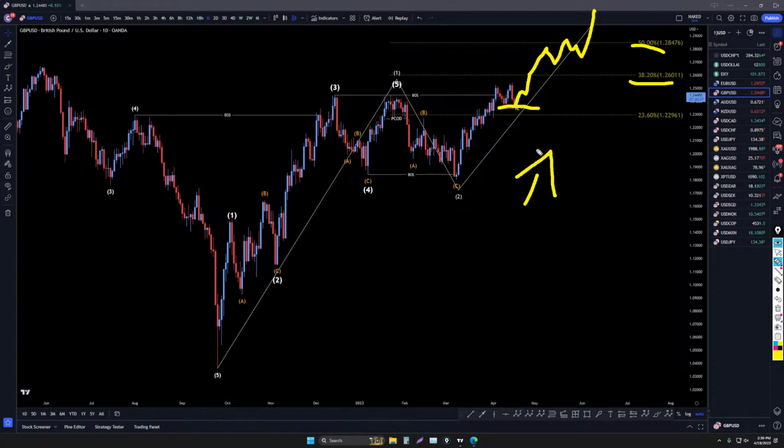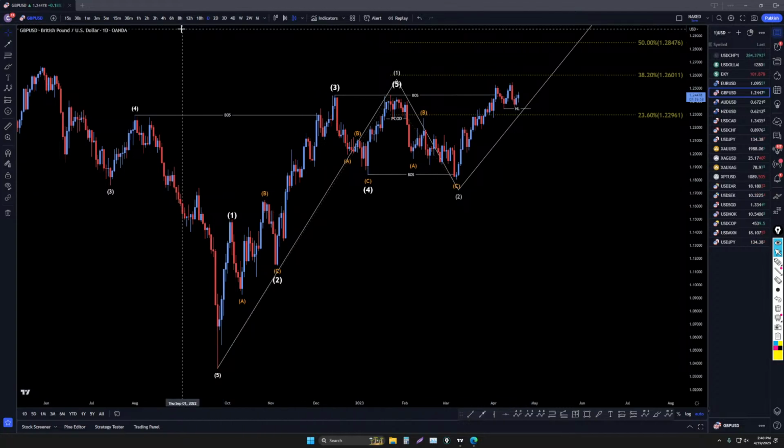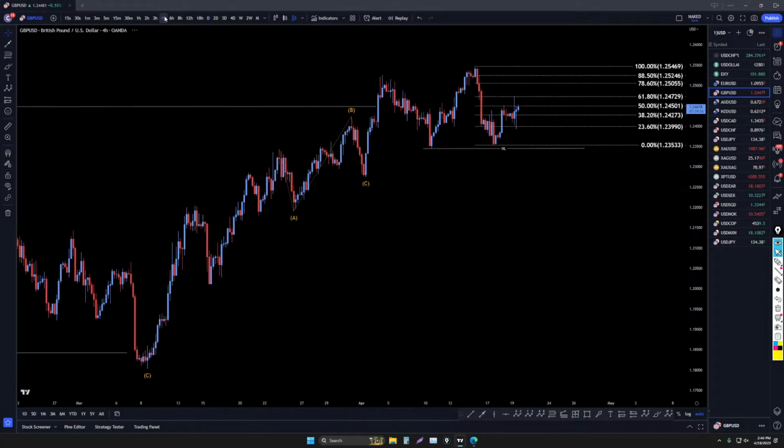That doesn't mean there won't be some pullbacks along the way, but like I always say, pullbacks are actually very good for us because at the end of a pullback is where I look to trade long for the continuation of the uptrend.